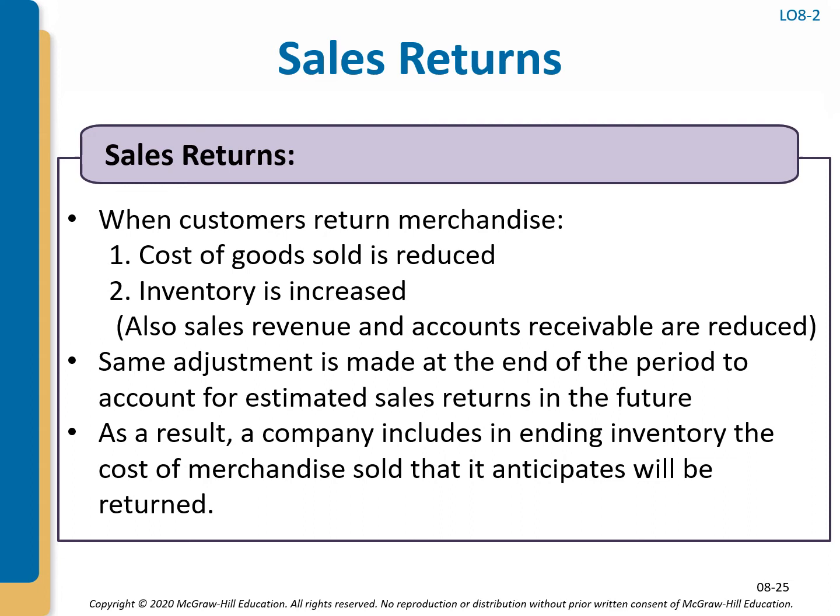Now, that's for items that are actually sold. In addition to those two changes, sales revenue is reduced, and accounts receivable is also reduced if the item was purchased on account. Now, in addition to items that were actually returned during the period, the company is required to estimate items that it anticipates will be returned in the future. When that happens, the company has to include in inventory the cost of the merchandise it anticipates will be returned.